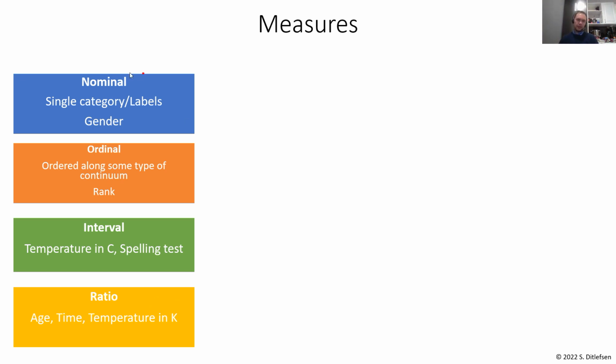Okay, now we know these are the measurements. The measurements can be one of these: nominal, single category labels with gender, ordinal, some rank, interval, special interval between them, ratio, interval but true zero. Okay, then we are going to connect them to the center. How can we measure the center of them?